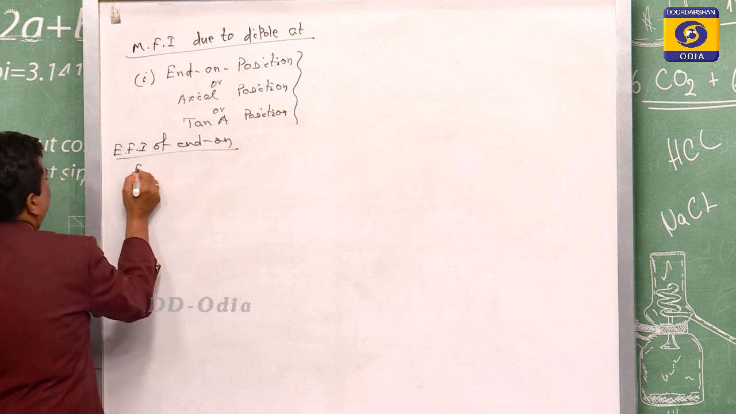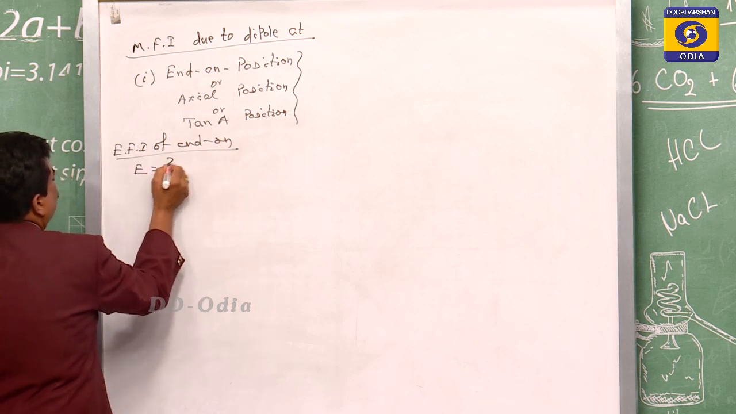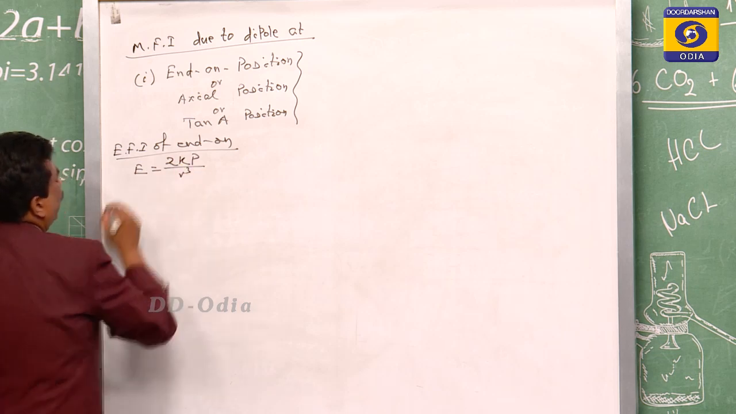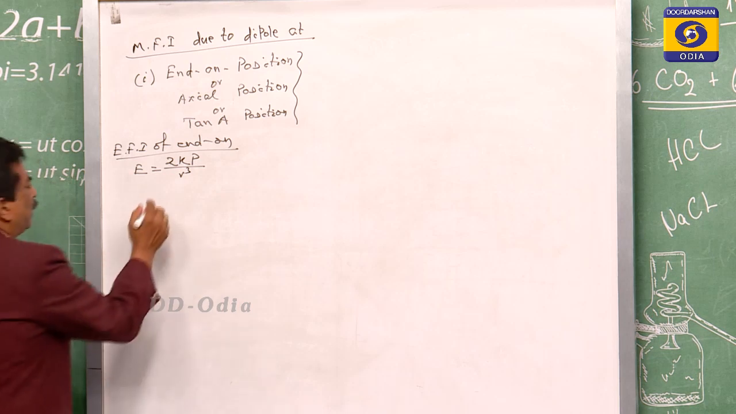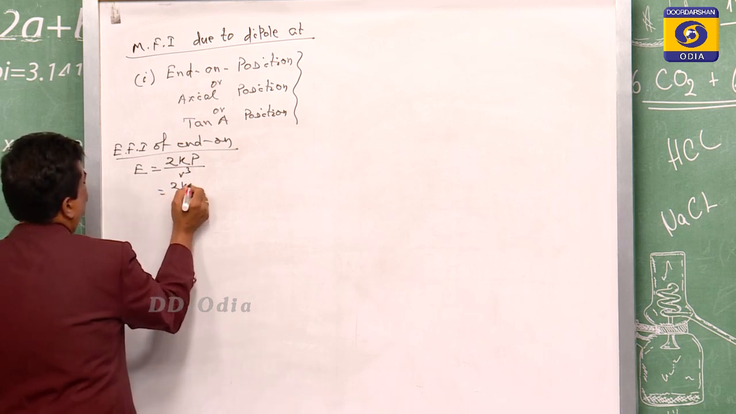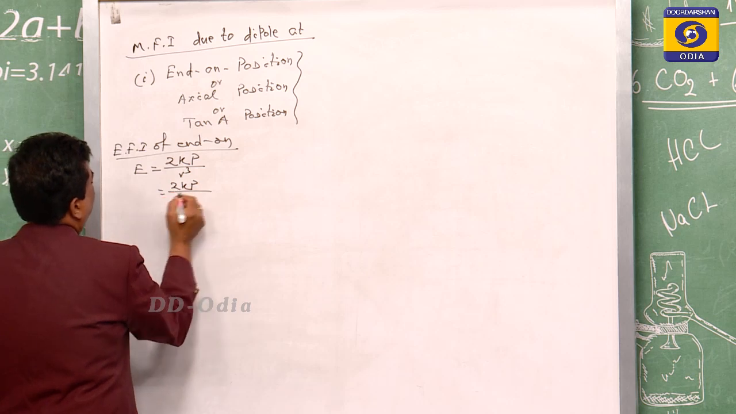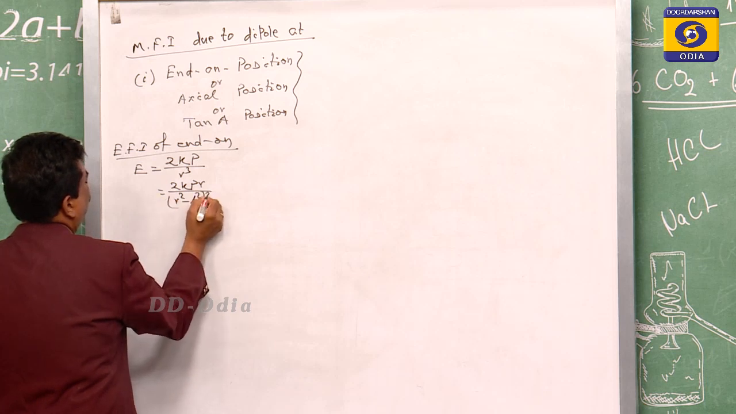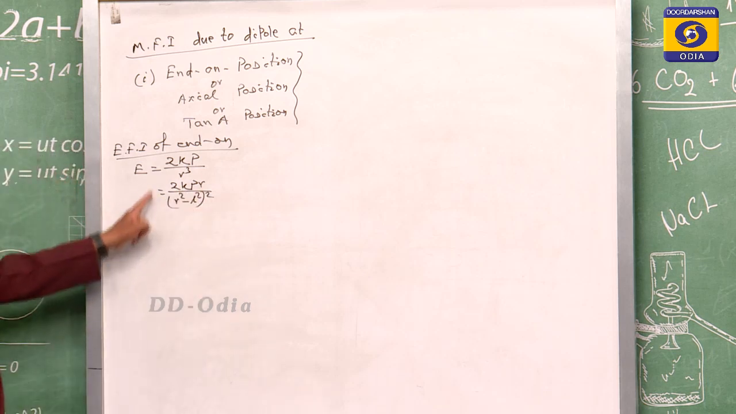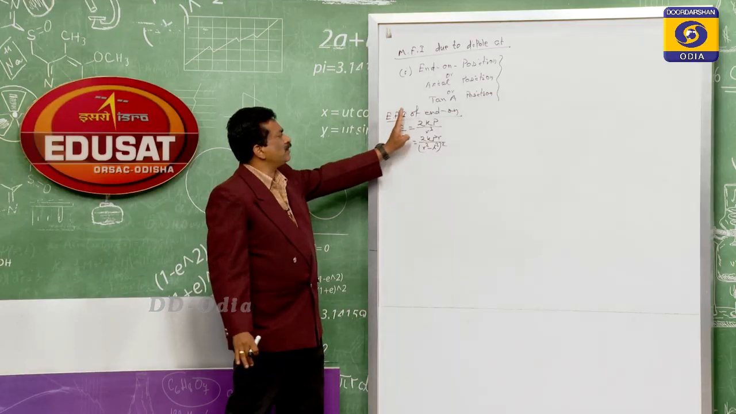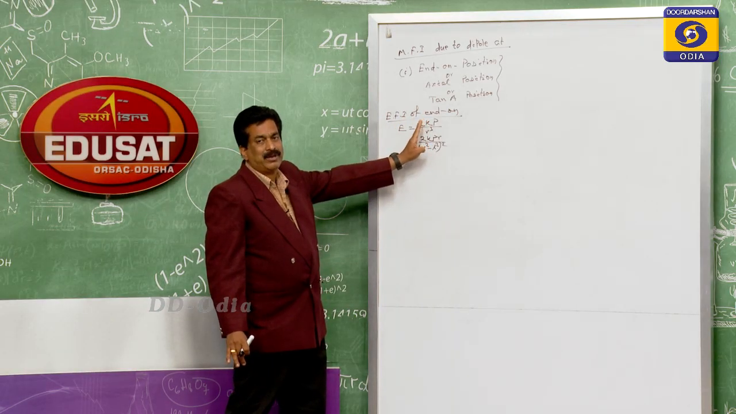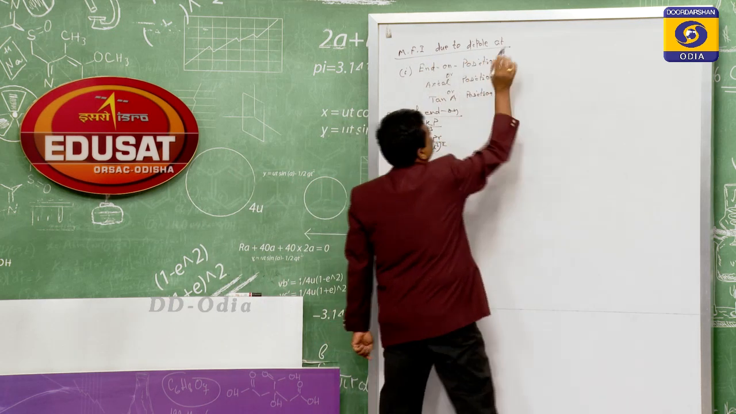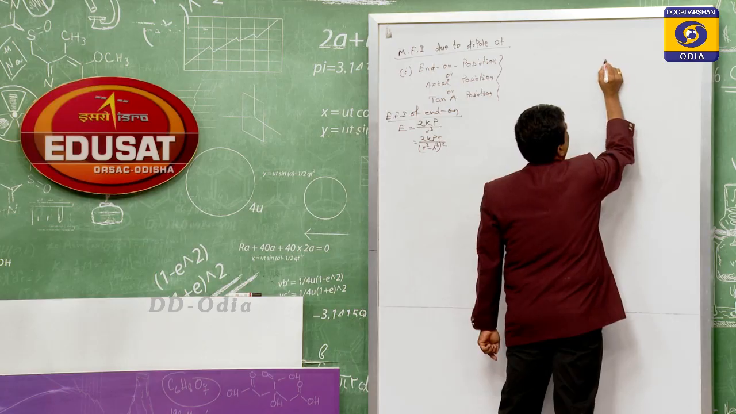we already determined E is equal to 2kp by r cube, or that can be 2kpr by (r square minus l square) whole square, either this one or that one. This is the electric field intensity for the end on position. Now, we are going to find the magnetic field intensity due to the magnetic dipole.